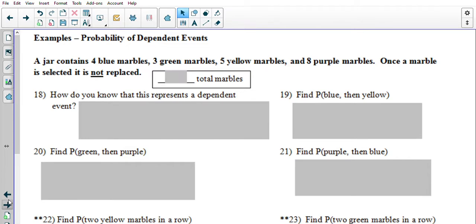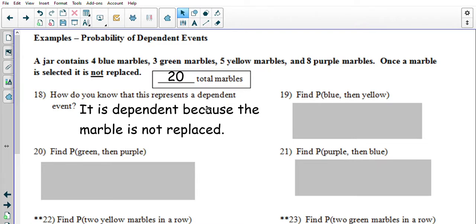So probability of dependent events. A jar contains 4 blue marbles, 3 green marbles, 5 yellow marbles, and 8 purple marbles. Once a marble is selected, it is not replaced. Take a moment, calculate the total number of marbles. So hopefully you recognized we've got 20 total marbles here. It's really important to get that number correct from the beginning. How do you know that this represents a dependent event? Well, we know in this case, because the marble is not replaced, that these are dependent events.